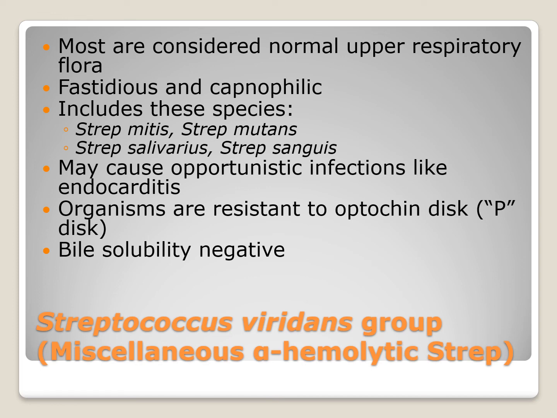So most are considered normal upper respiratory flora. They are fastidious and capnophilic, so they do require 3 to 10% CO2 to get them to grow. They include such species as Streptococcus mitis, Streptococcus mutans, Streptococcus salivarius, and Streptococcus sanguis, but again, we just call them the Strep viridans group. Okay, the organisms are resistant to the optochin disc, so they're going to grow all the way up to the P disc, and they are bile solubility negative.